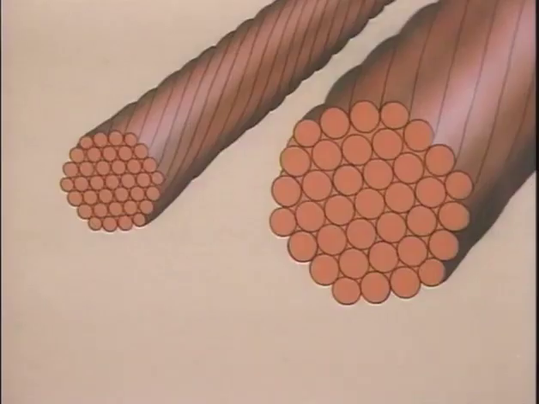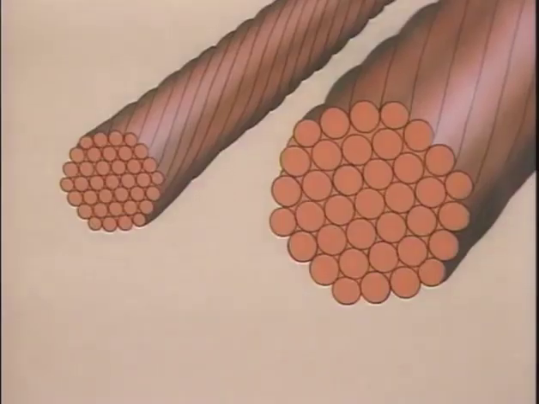Larger conductors, like those used in transmission systems, experience a phenomenon known as skin effect. Skin effect causes the flow of alternating current to concentrate in the outer surface of the conductor. This results in an increased resistance to the flow of AC in larger conductors.